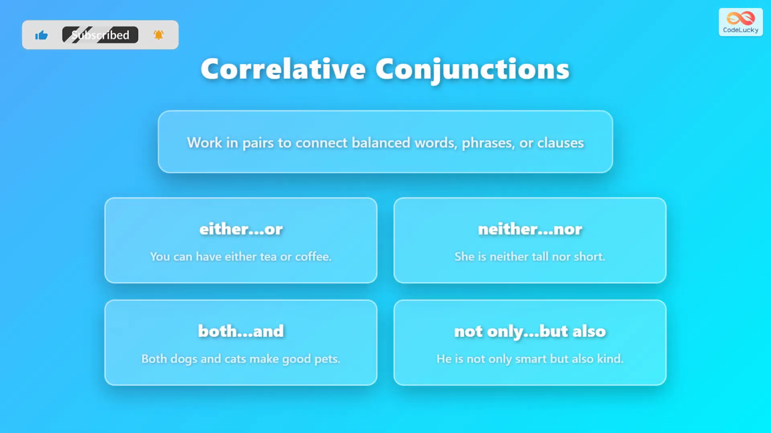Correlative conjunctions work in pairs to connect balanced sentence parts. Either or gives choices. Neither nor gives negative choices. Both and connects two ideas. Not only, but also adds emphasis to two connected ideas.